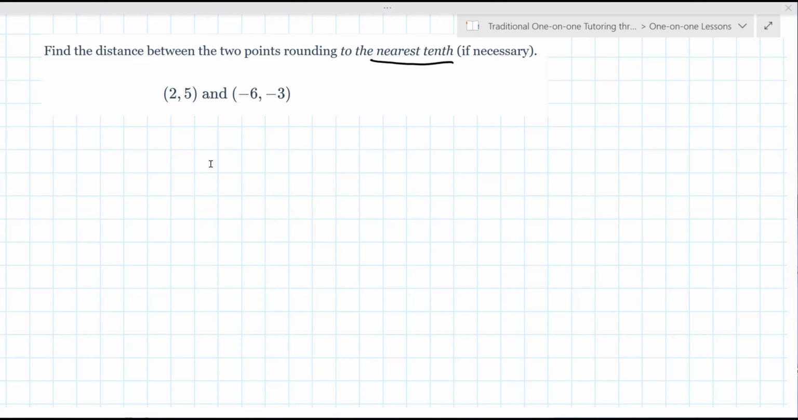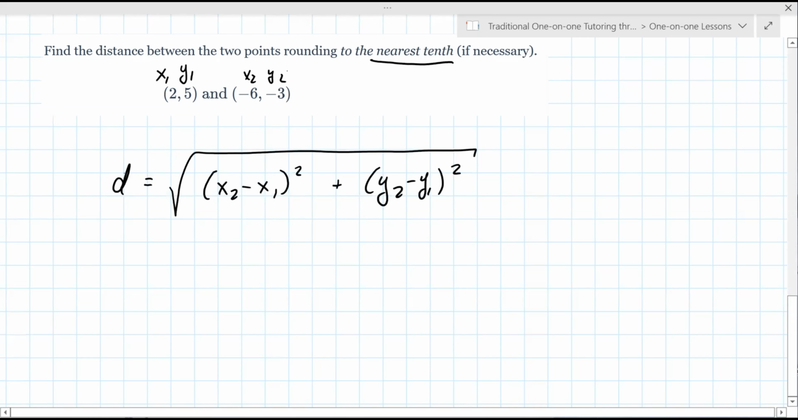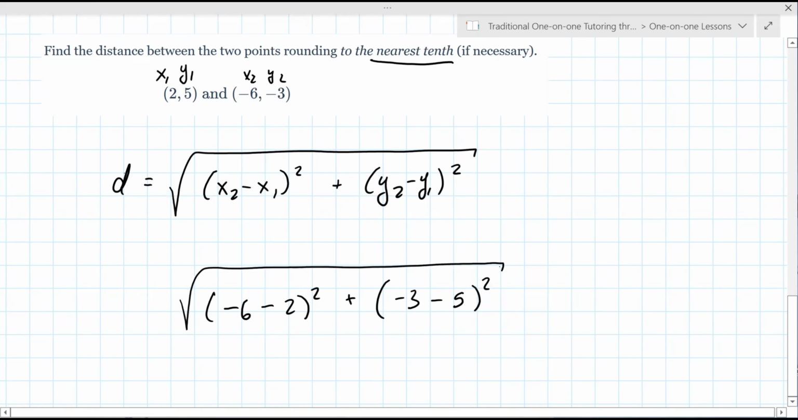Okay, so the distance formula says x2 minus x1 squared plus y2 minus y1 squared, square rooted. So it's kind of like the slope. You have to label it x1 y1 and x2 y2. And so x2 is minus 6 minus 2 squared plus y2 is minus 3, y1 is 5 squared, and then you take a square root of all that.